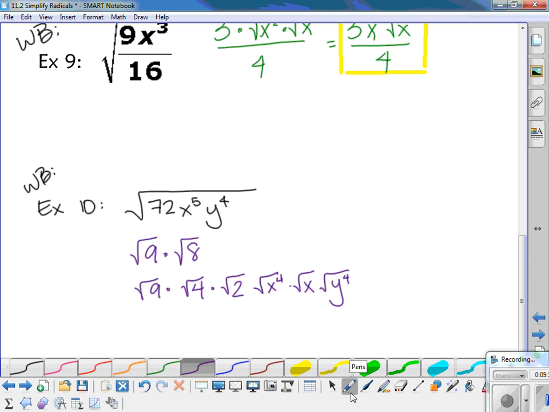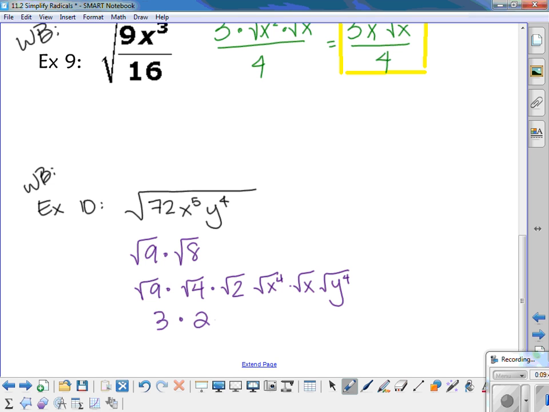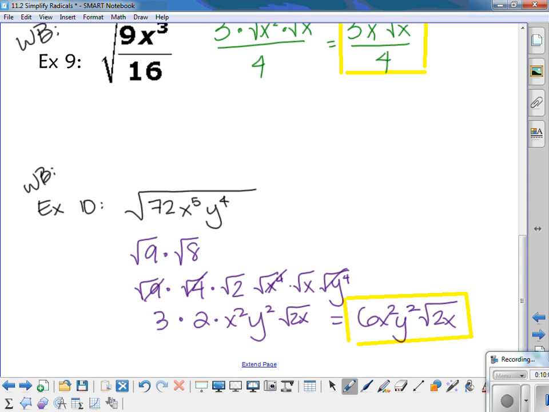Okay, so we end up with 3 times 2, x to the 4th, the square root of that is x squared, y to the 4th, we get y squared, and then left under the radical, so I've used those, right? So left under the radical we have 2x. So if we multiply together everything in the front, we have 6x squared y squared times the square root of 2x. Okay, any questions?